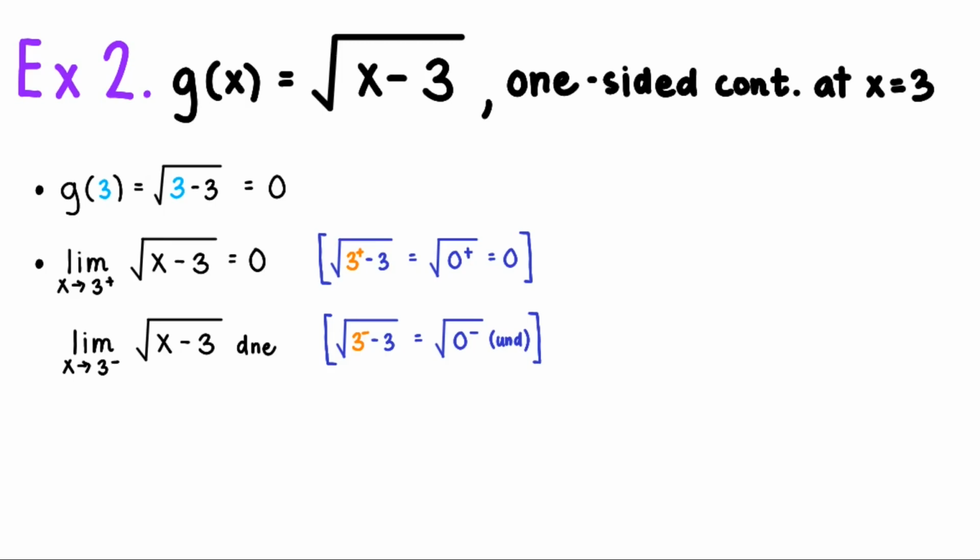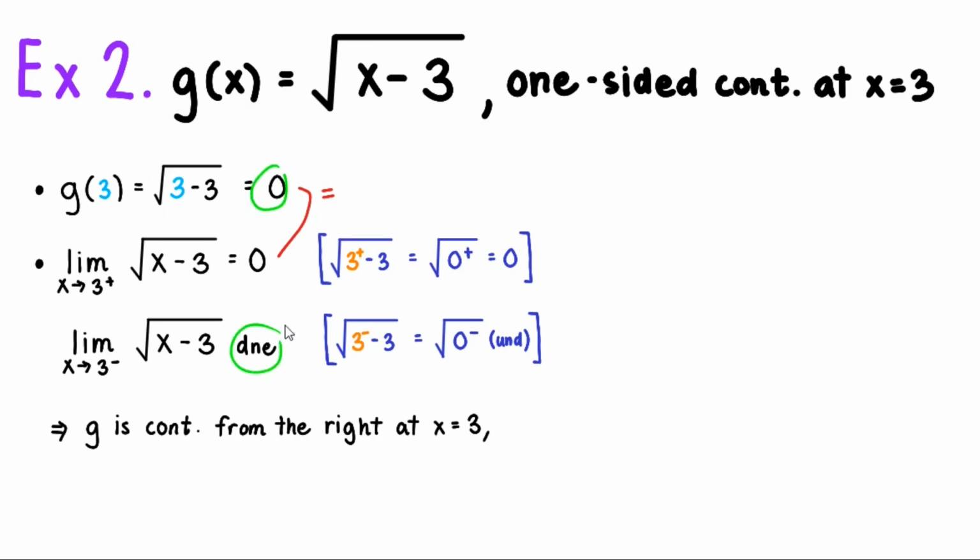So given these two, we can now determine the one-sided continuity at x equals 3. Observe that these two are equal, or g of 3 is equal to the limit as x approaches 3 from the right. So we conclude that g is continuous from the right at x equals 3. On the other hand, this is not equal to this, clearly, since this one does not exist. So since condition 2 isn't satisfied for the left of x equals 3, we say that g is discontinuous from the left at x equals 3. And so this is the answer for this problem.